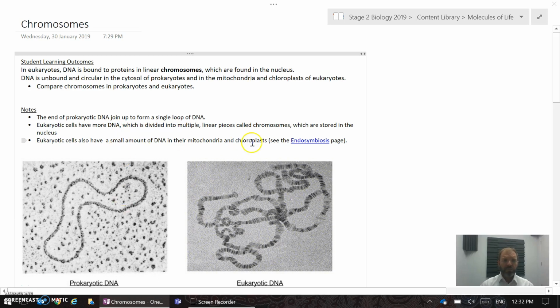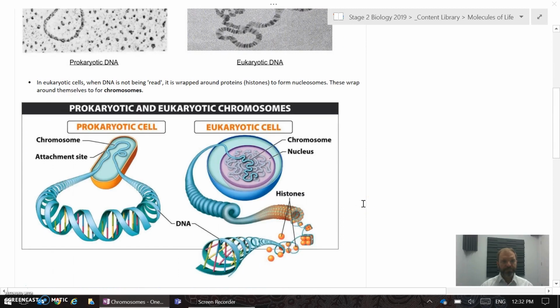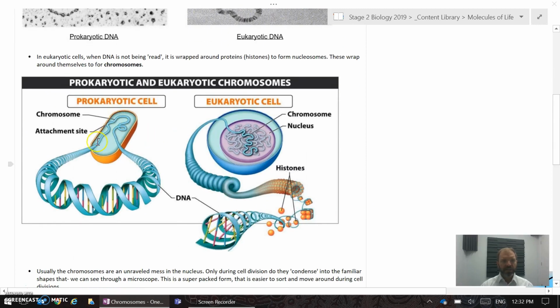We also know from when we were looking at endosymbiosis that eukaryotic cells do have also some loops of DNA like this that are found in chloroplasts and mitochondria, and this is part of the evidence supporting the endosymbiosis theory. So prokaryotic DNA, one long loop joined up at the end. Eukaryotic DNA, a number of linear chromosomes in the nucleus bound to protein. And so this basically shows that in a different diagrammatic view.